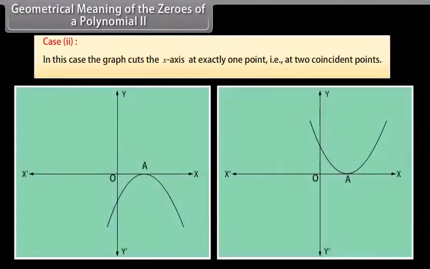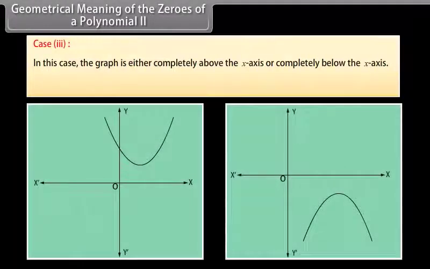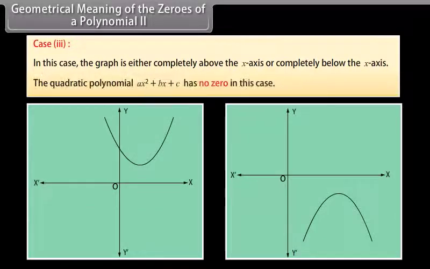Case 2. In this case, the graph cuts the x-axis at exactly one point, that is, at 2 coincident points. The 2 points A and A bar of case 1 coincide here to become one point A. Case 3. In this case, the graph is either completely above the x-axis or completely below the x-axis. It does not cut the x-axis at any point. The quadratic polynomial ax square plus bx plus c has no 0 in this case.